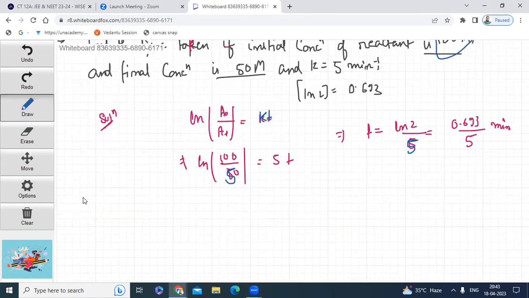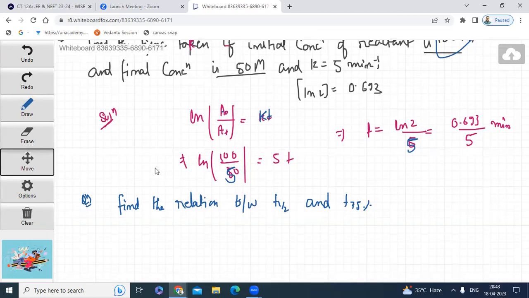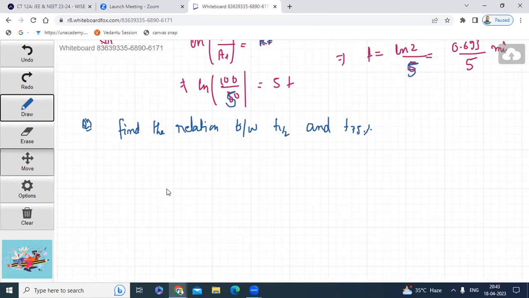After that, I am giving you another question. Find the relation between T half. Suppose the initial concentration is A naught at time t equal to 0. At time t, the value will be equal to A naught by 2.